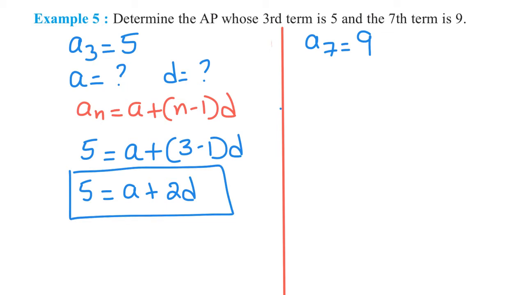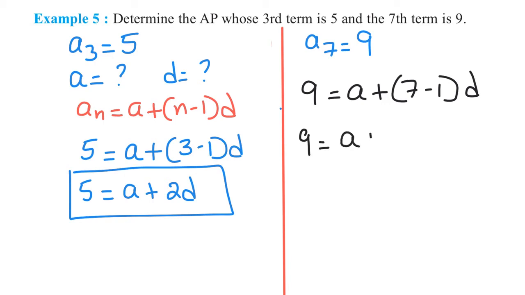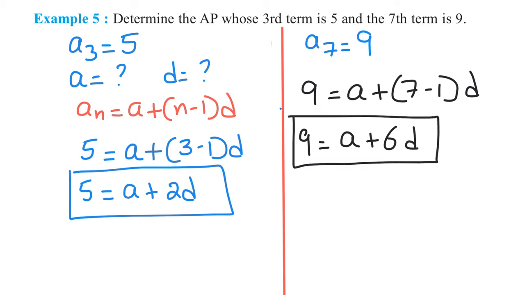Let's come over here to a7. We know the formula, so the seventh term, a7, that's going to be 9 equal to the first term a plus 7 minus 1 times d. So 9 is equal to a plus 6d. So now we have another linear equation. Now these are the two linear equations, a plus 2d equal to 5 and a plus 6d equal to 9.